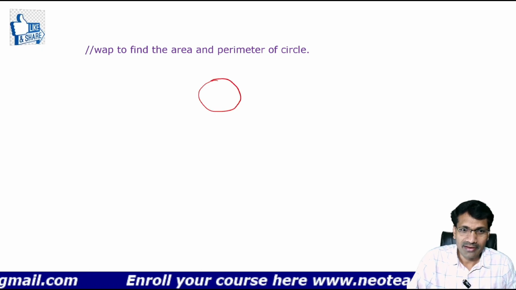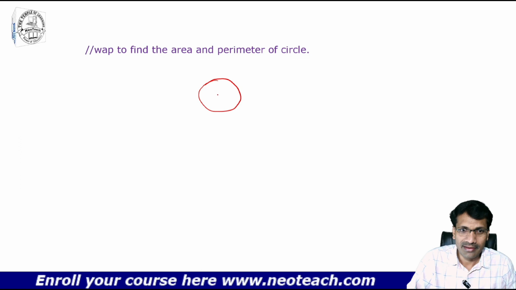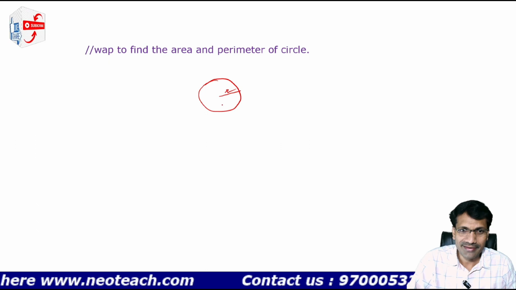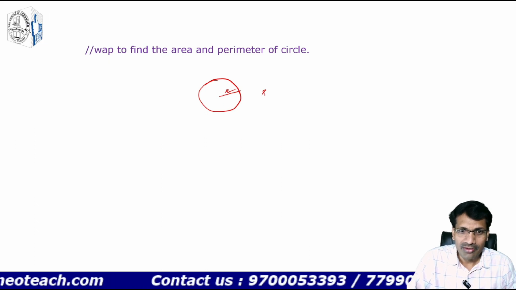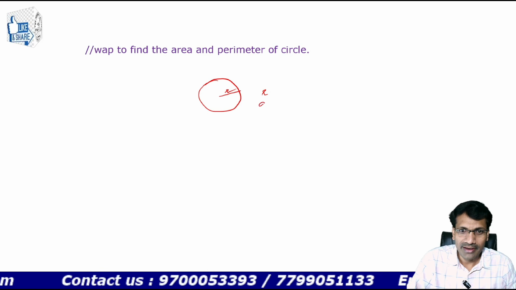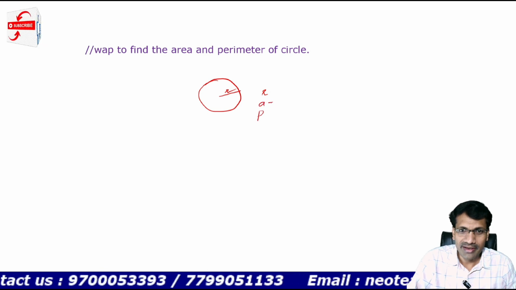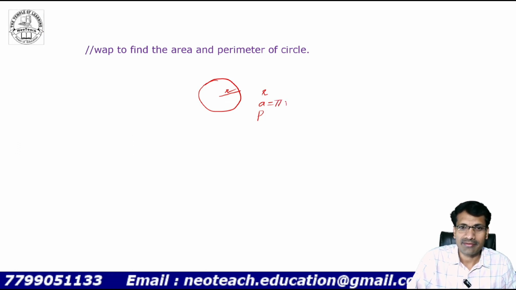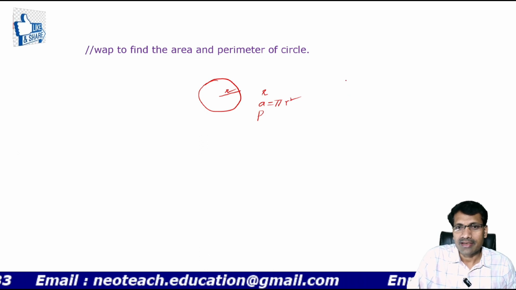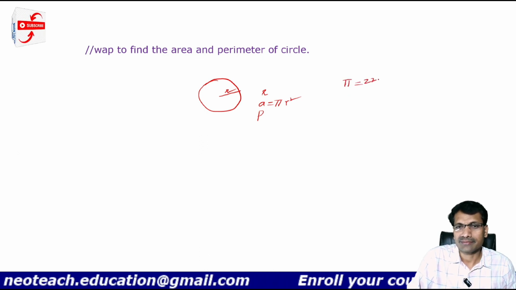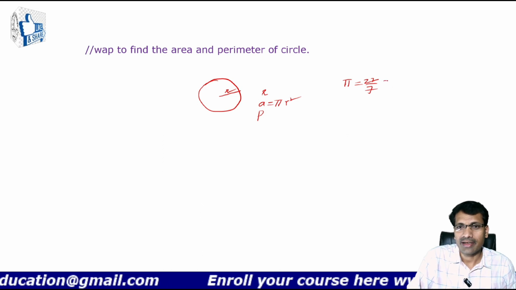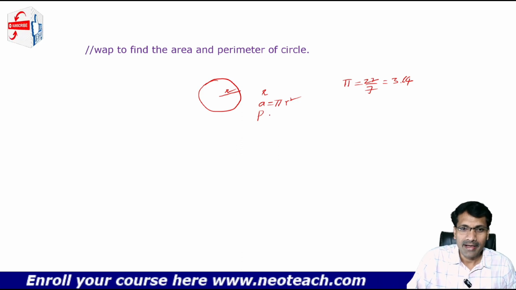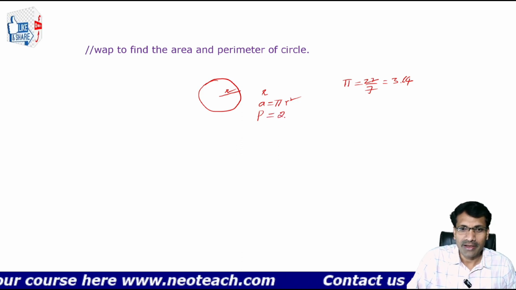Suppose we take one circle, and here we are giving this radius value. This is the radius. Okay. So we input our value and we are going to find area and perimeter. So what is this? Area is equal to pi r square. We know that pi means 22 by 7, that means something like 3.14. And the perimeter means 2 pi r.